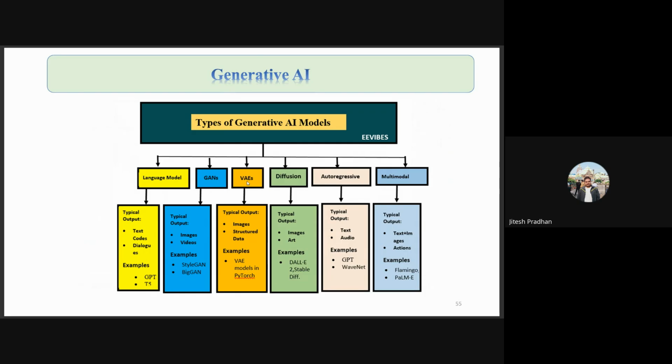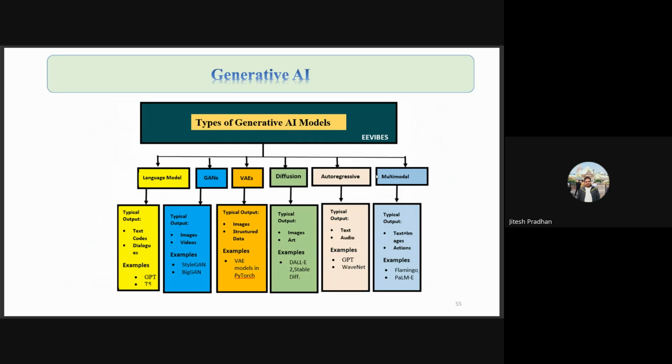If it's a variational autoencoder, then the output will be in the form of images and structured data. For example, PyTorch has variational autoencoder models. If it's a diffusion model, the output will be in the form of images and art. For example, DALL-E 2 and Stable Diffusion. If it's an autoregressive model, the output will be text and audio, for example GPT and WaveNet.